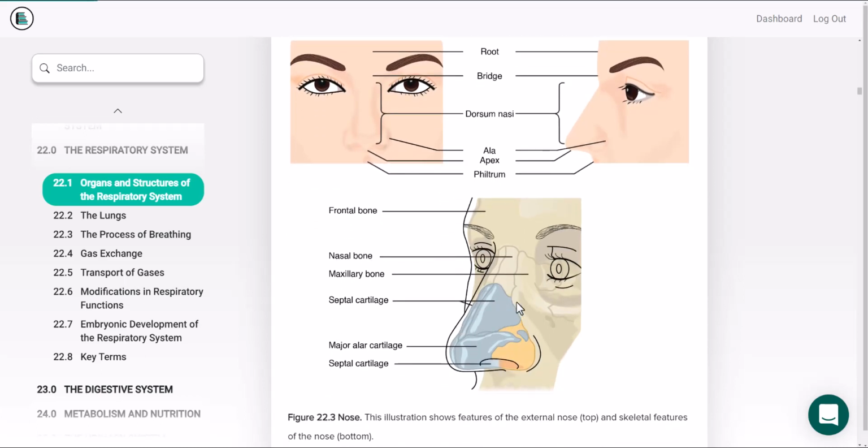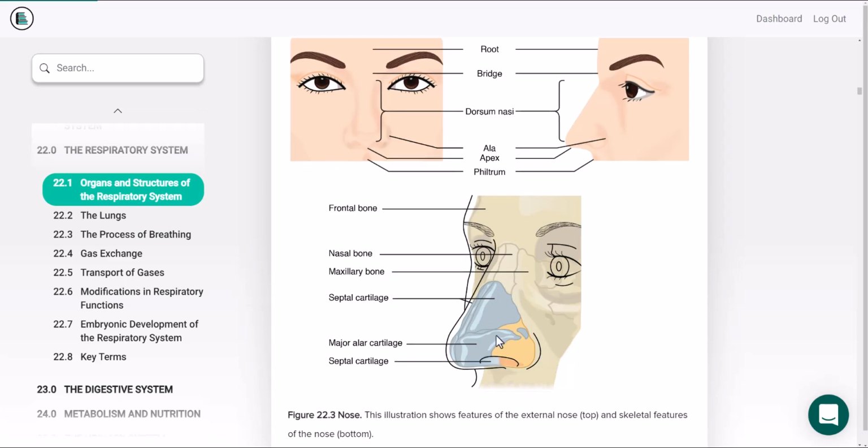The nose is made up of cartilage, and that cartilage, keep in mind, is not bony. For your nose, the nasal bones, of course, are good old skeletal bone, compact bone, but the majority of your nose is made up of cartilage.